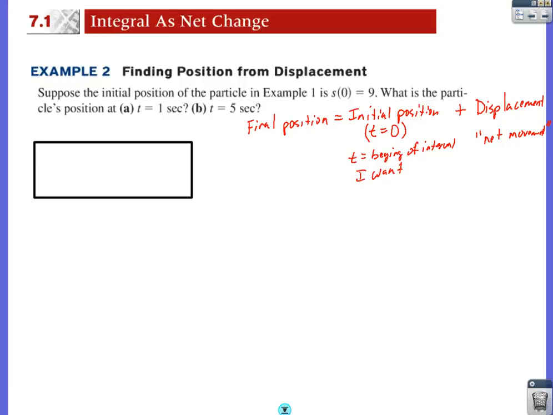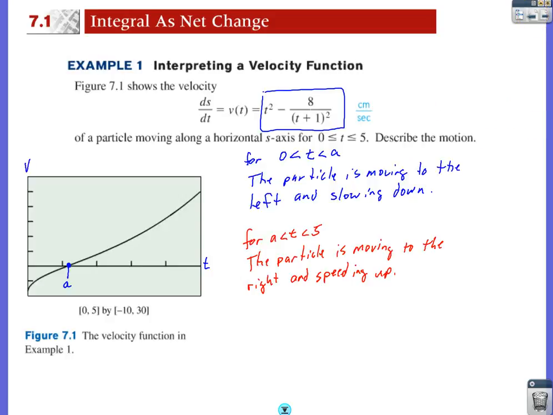So for instance, how do I find out what displacement is for that first second? Because I want to know final position. I know my initial position at time equals 0 is 9. I need to find displacement. So what formula do I come up with? Graphically, what am I looking for?